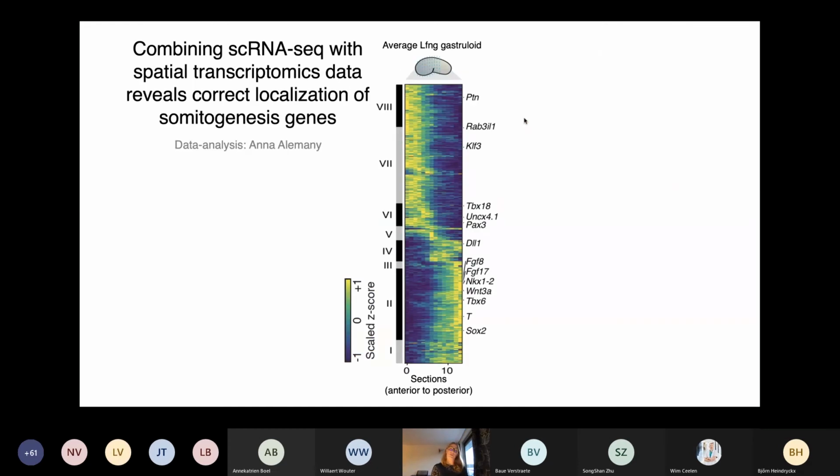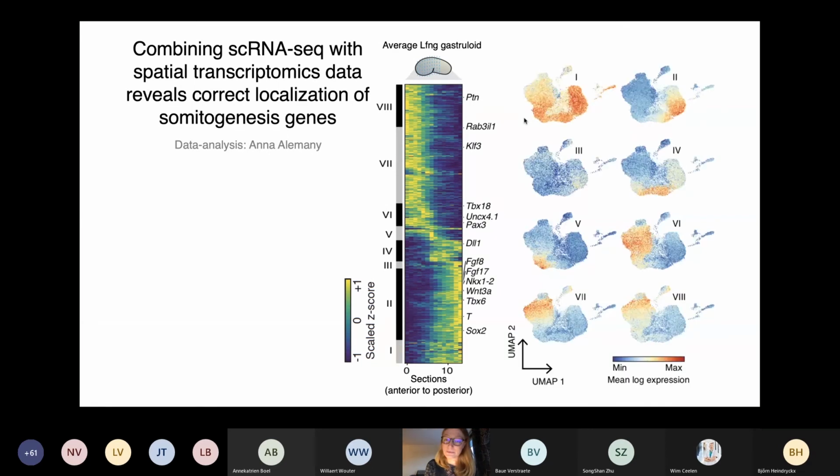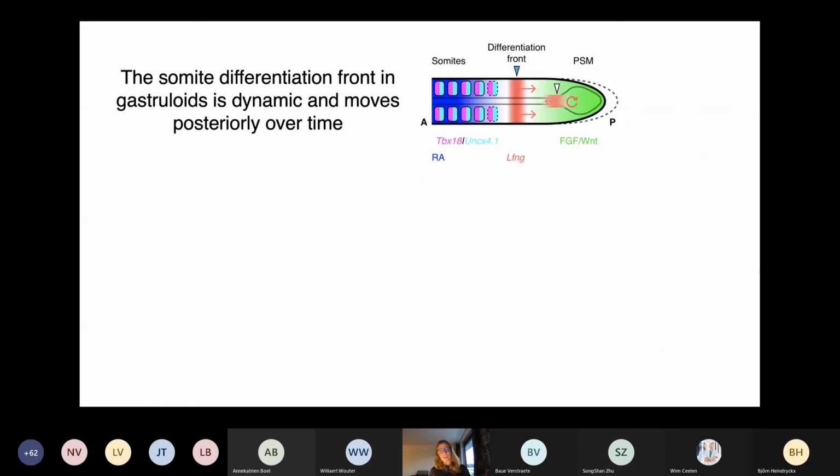And we can also do one other computational trick that I just wanted to share with you, and that is that we can also combine this spatial transcriptomics data set with single-cell RNA sequencing data. And that revealed that gastroloids, for example, have a somite differentiation front, which is located in the center of the gastroloid. And the somite differentiation front is very interesting because this differentiation front is in embryos very dynamic.